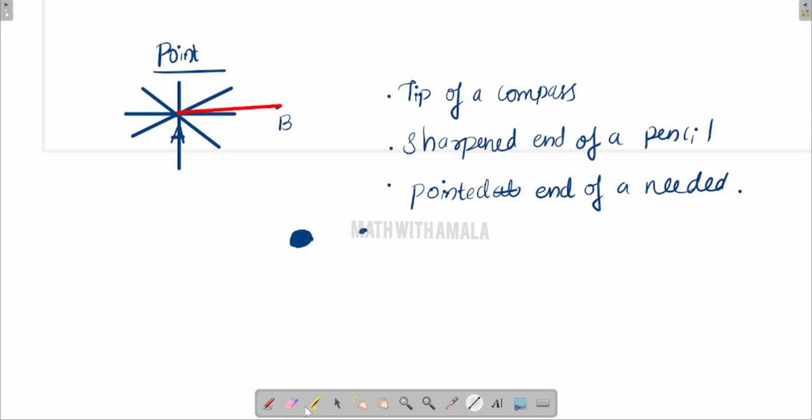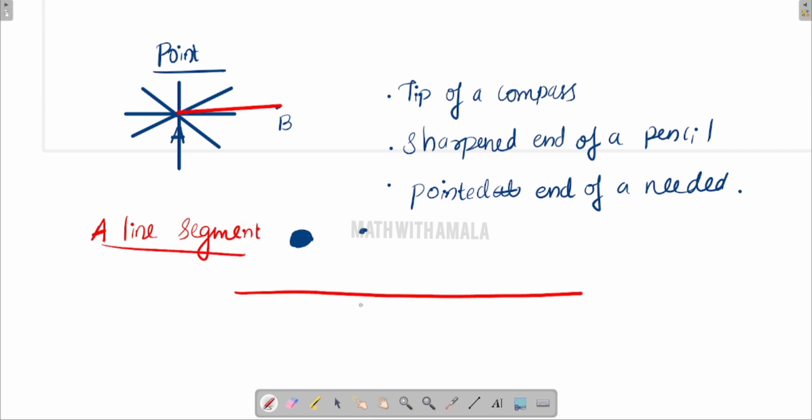And the next one, a line segment. What does a line segment mean? Imagine you are drawing a line, and we don't know whether it ends or not. And we are taking only a portion of it. Just a portion. So let me mark 2 points A and B, and I'm taking this as a single line segment. A small portion is taken from that.